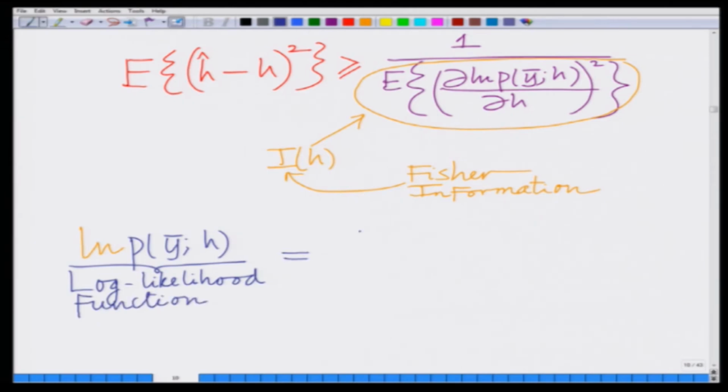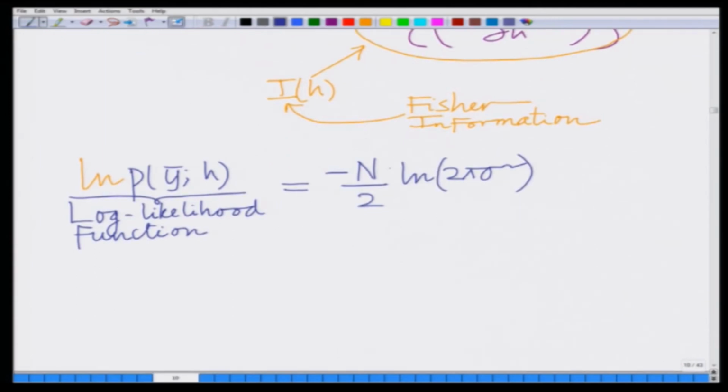And we have also derived the log likelihood function: minus n by 2 log 2 pi sigma square, minus 1 over 2 sigma square summation k equals 1 to n, y k minus h whole square. This is your log likelihood function.